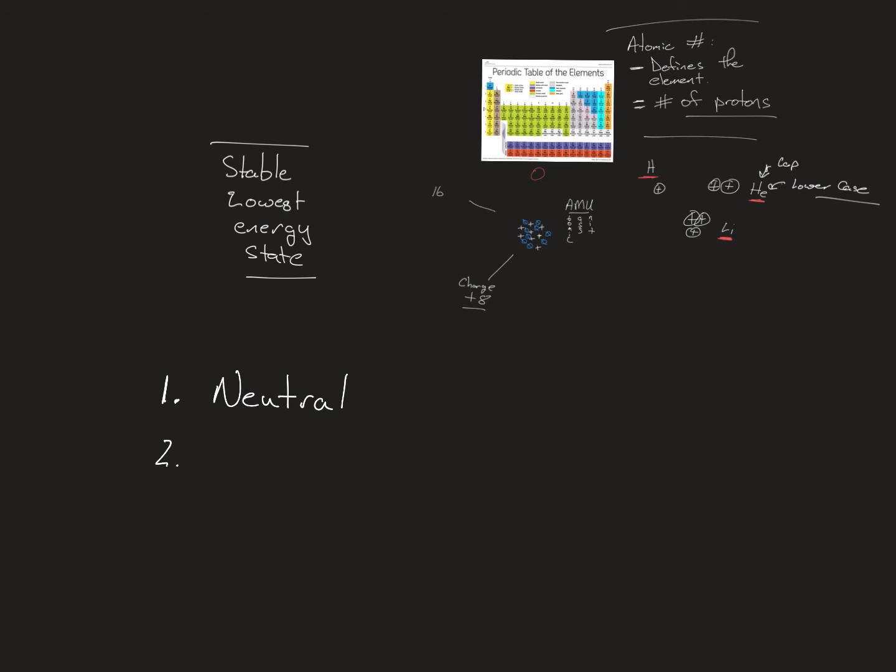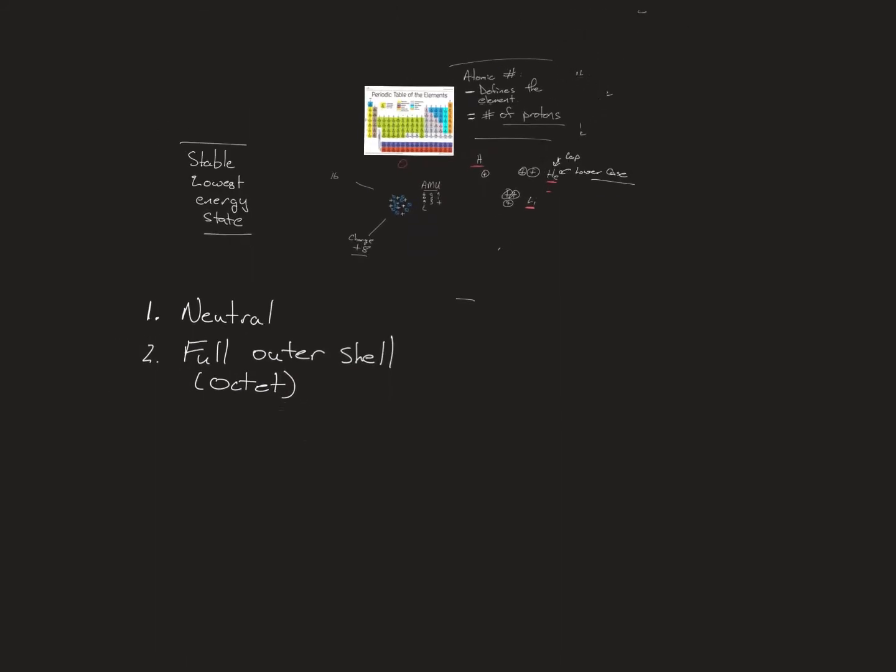The second thing is it wants a full outer shell. We call that an octet. And we'll talk about why in a minute. I think the book actually has a drawing of an atom, and the study guide had a drawing of an atom. But those are two things that all atoms want. If they can get those two things, that reaction is going to happen. Something is going to combine to get that. And we'll see why in a minute.